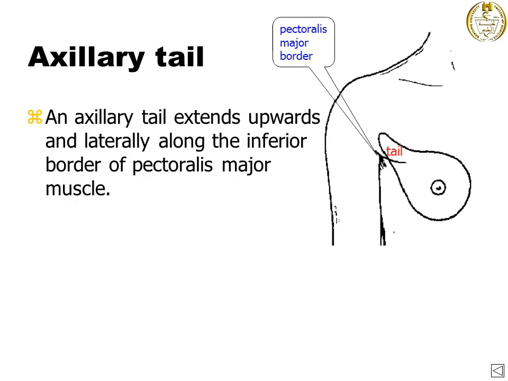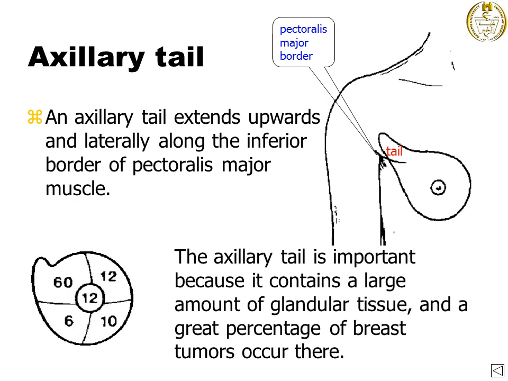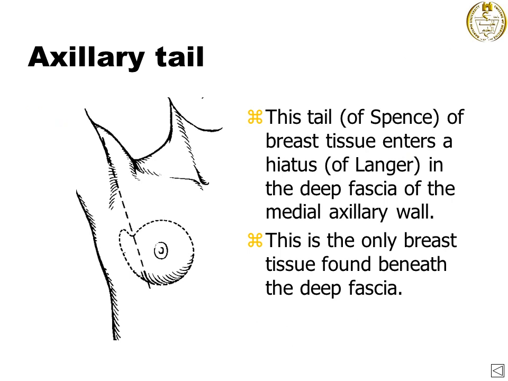The axillary tail extends upward and laterally along the inferior border of the pectoralis major muscle. The axillary tail is important because it contains a large amount of glandular tissue, and a greater percentage of breast cancer can occur there.